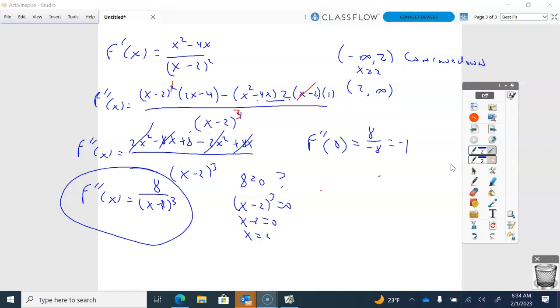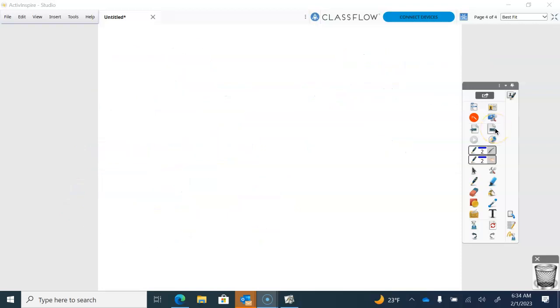And now I'm going to do the second thing, which is figure out a number bigger than 2. So I pick 3, I get 8 over 1. That's positive. So I'm concave up. All right?